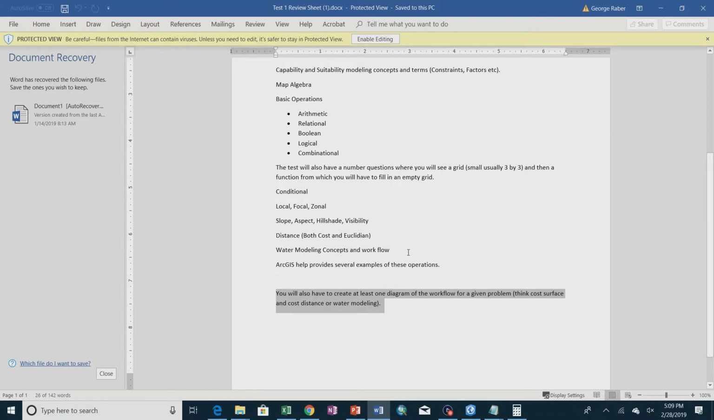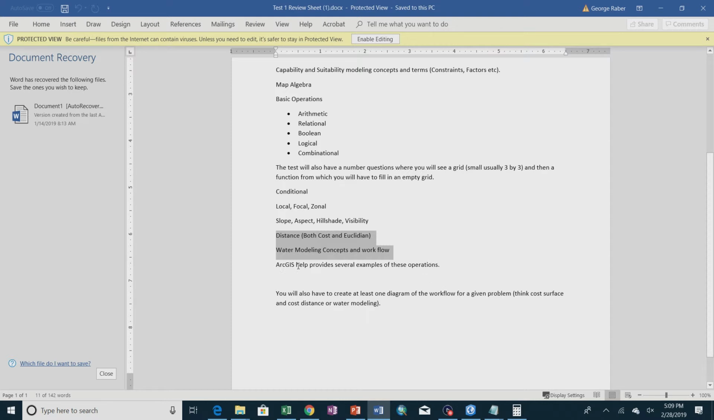Okay, so that's why I said you need to have the water modeling concepts in the workflow and the distance workflow. I don't think this will take anywhere near the full class period to accomplish. I've given similar tests in the past, and almost everybody finishes in less than 2 hours. There are plenty of people that finish within an hour.